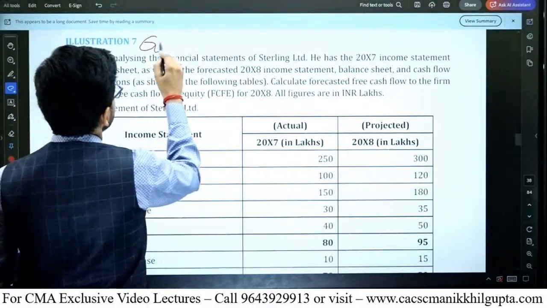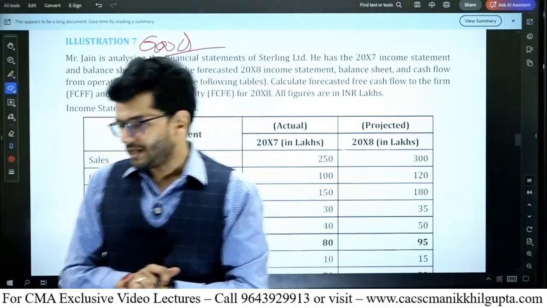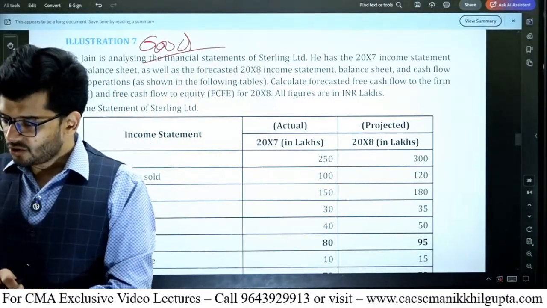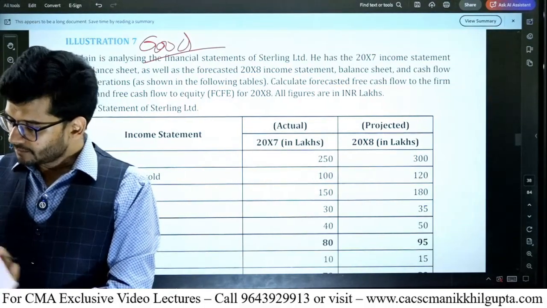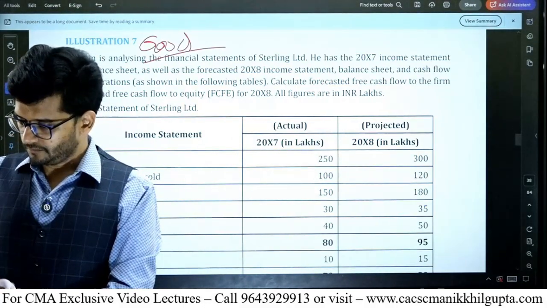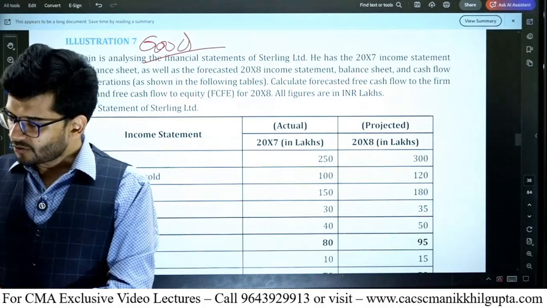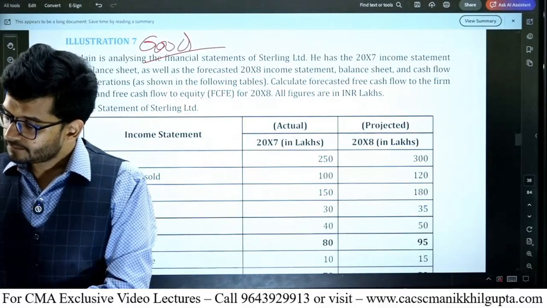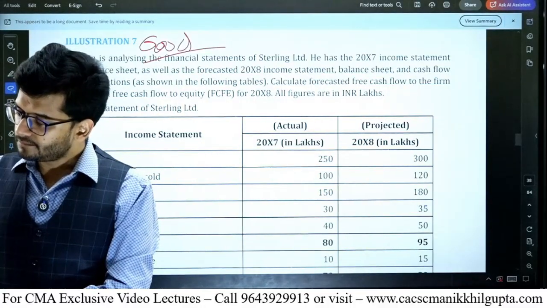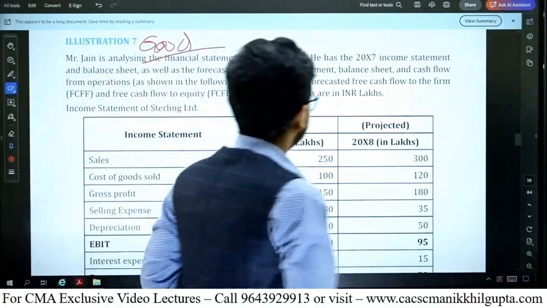Now this is a good question, illustration number 7, and it requires detailed analysis of the question. Alright, so the ask in this particular question is to compute the free cash flow from equity and free cash flow of the firm. Both the things we need to calculate. Alright, let's read the question.